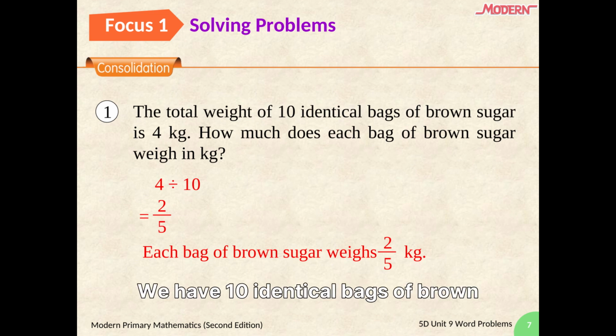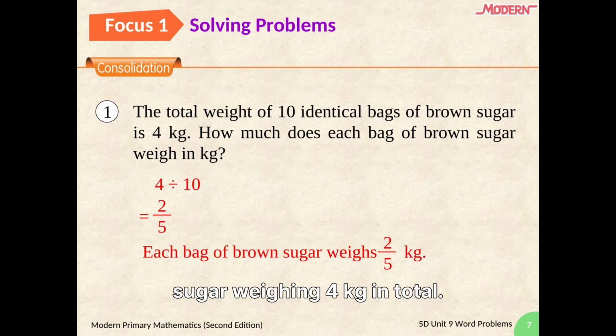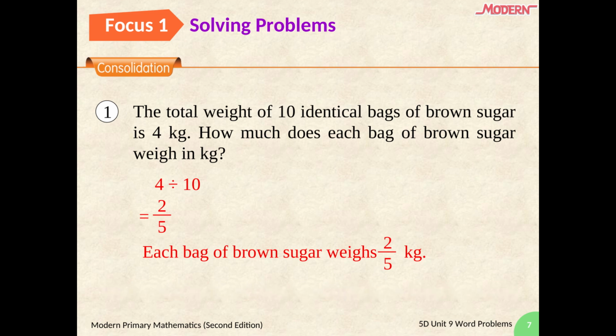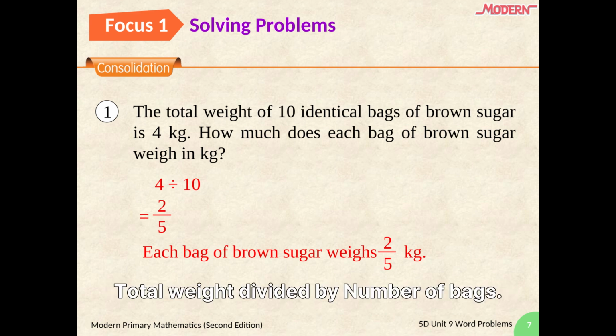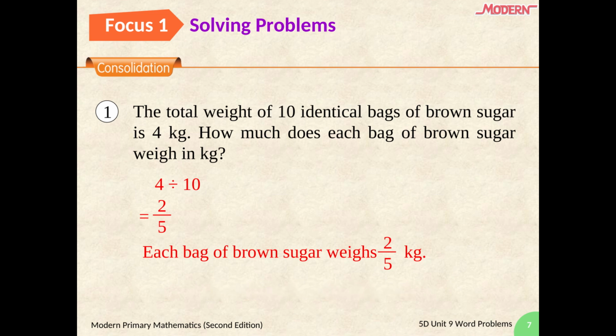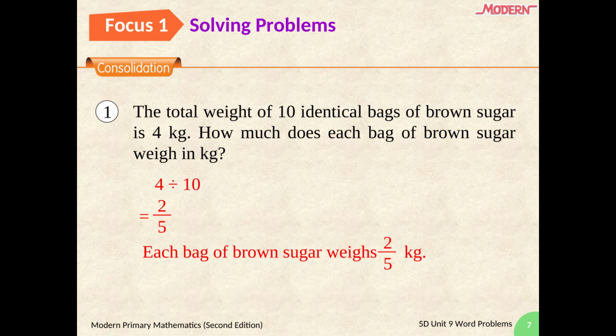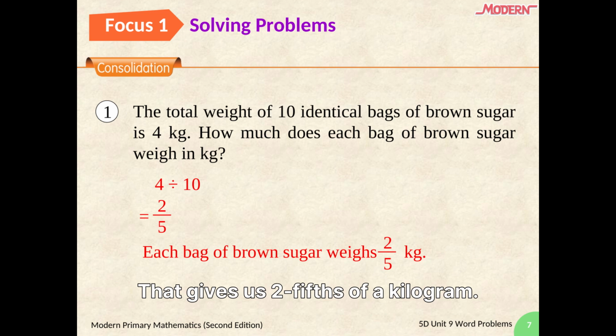We have 10 identical bags of brown sugar weighing 4 kilos in total. What's the weight of one bag? Thinking way: we're splitting a total weight into 10 equal parts. Total weight divided by number of bags. That's 4 divided by 10. 4 divided by 10 is 4/10. We can simplify this fraction by dividing both numbers by 2. That gives us 2/5 of a kilogram.